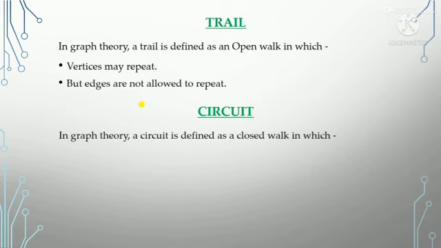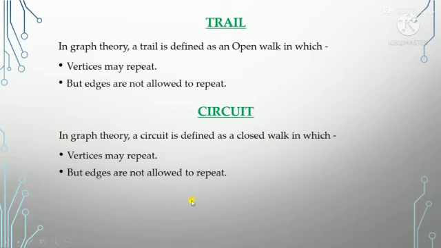Next one is the circuit. So what is a circuit? A circuit is defined as a closed walk in which vertices may be repeated but the edges are not allowed to repeat. That is a closed walk. Or in another way, you can say that a closed trail is called a circuit, right? So you have to remember all these points clearly.